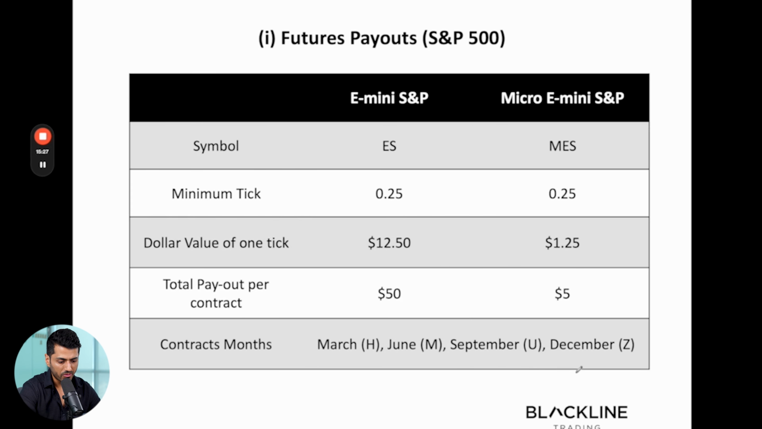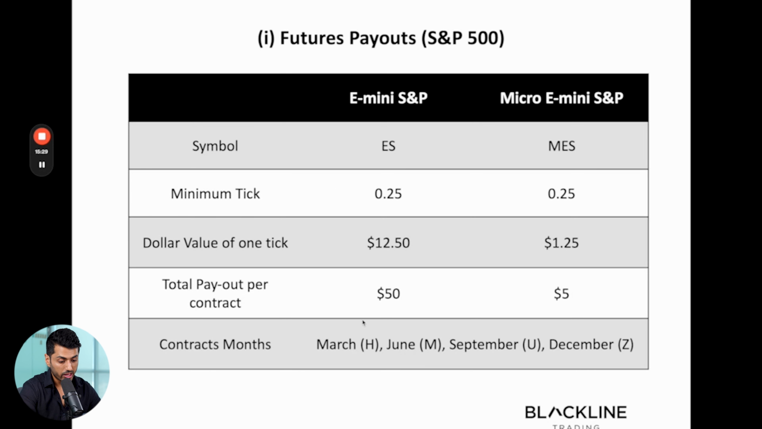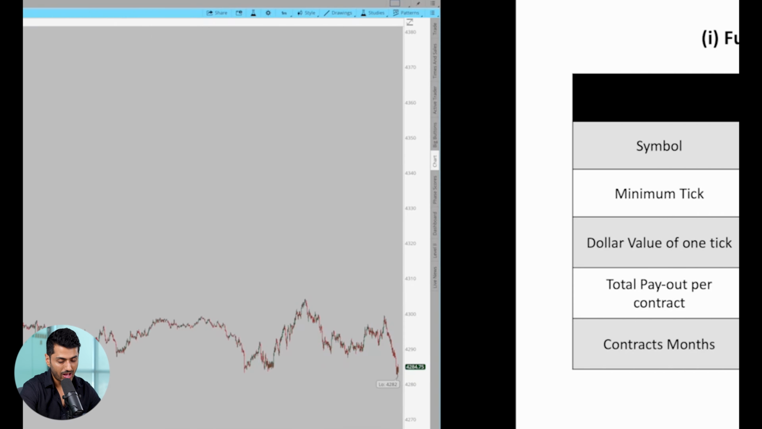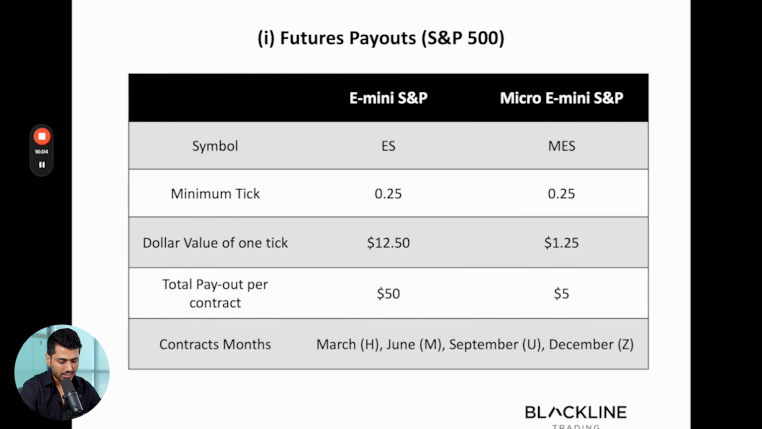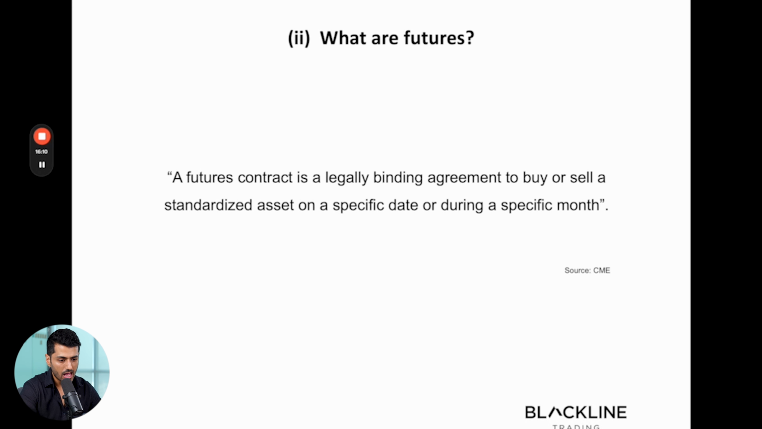Depending on the month that you are currently in, for day trading purposes, you select the next available contract, right? So as said, right now we're in October, so for trading futures, we are going to select the December contract. So with that being said, let's quickly cover some other important aspects of futures trading.